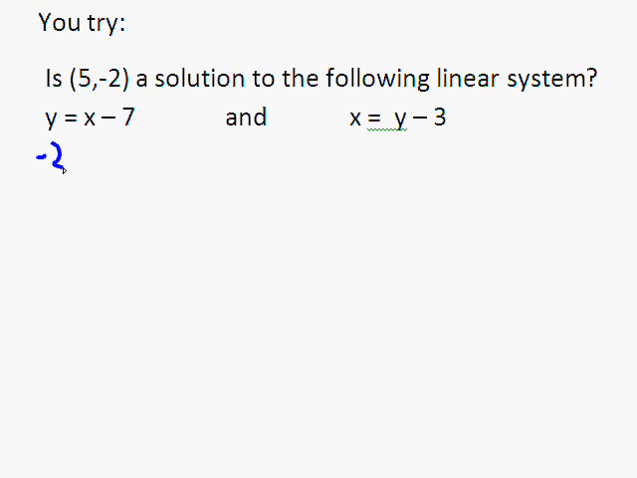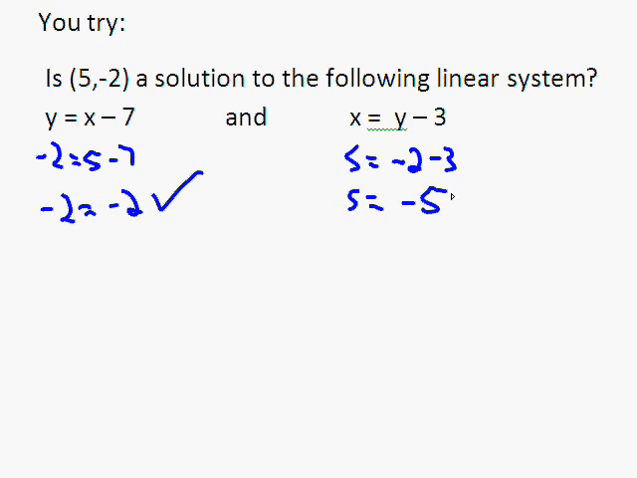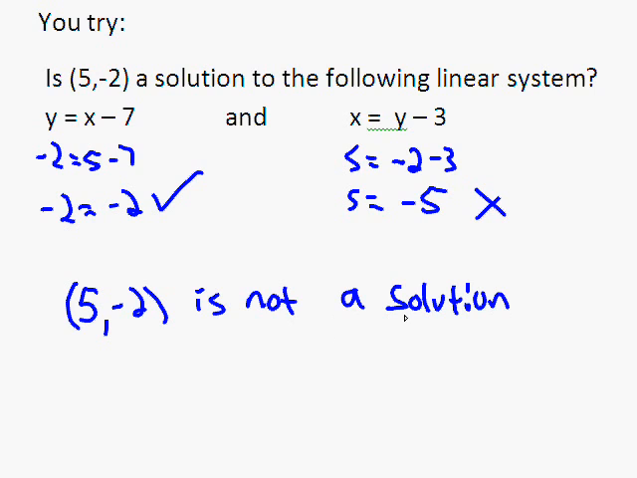Again, for this one, you put negative 2 in for y and 5 in for x, giving us negative 2 equals negative 2, which is true. We have to check the second equation, so we get 5 equals negative 2 minus 3. So 5 equals negative 2 minus 3 is negative 5, which is not a solution to the second equation. Since this ordered pair does not make both equations true, that means that (5, -2) is not a solution to the linear system.